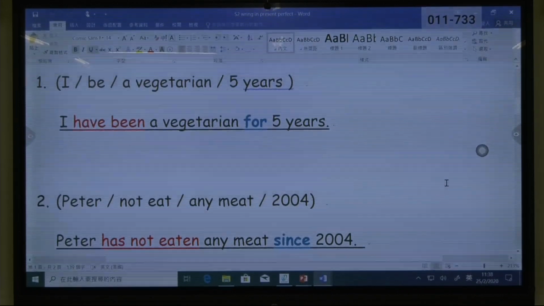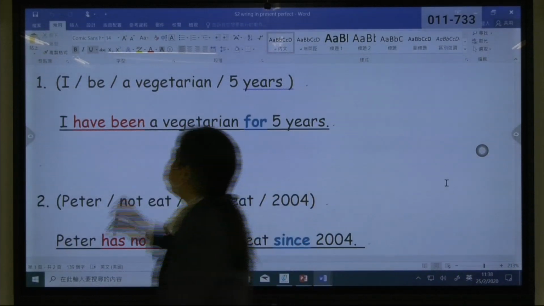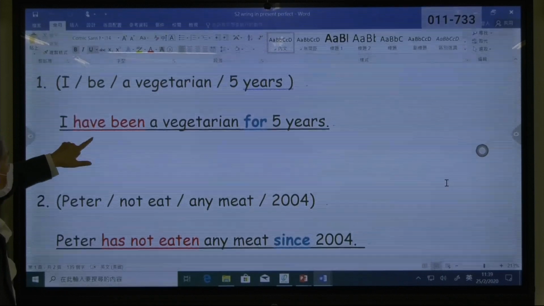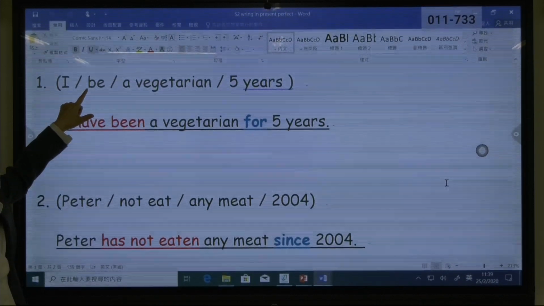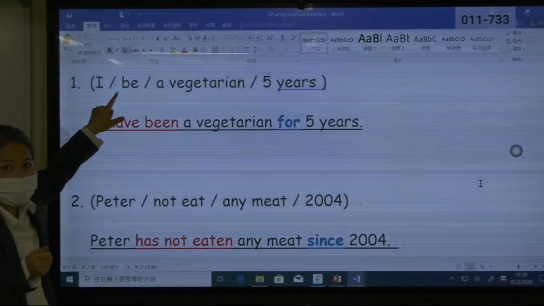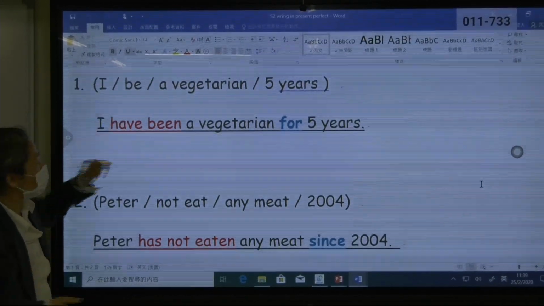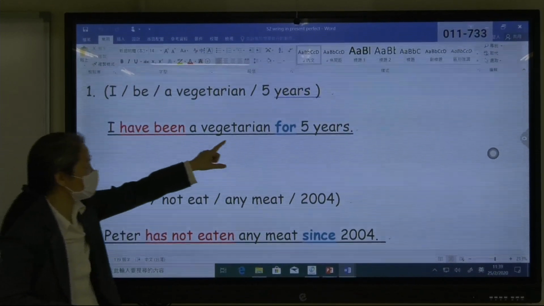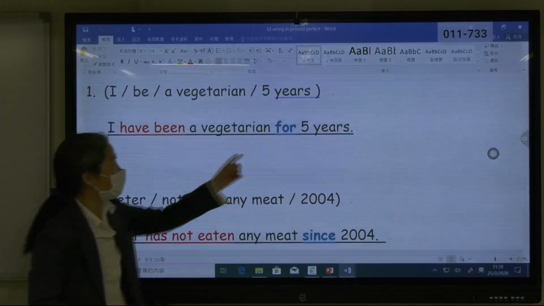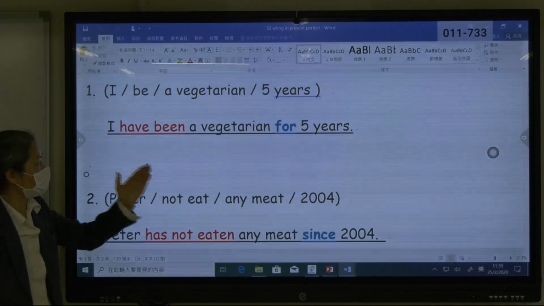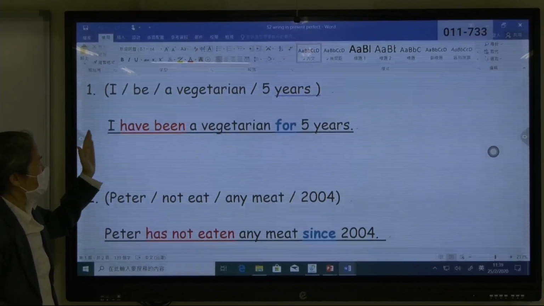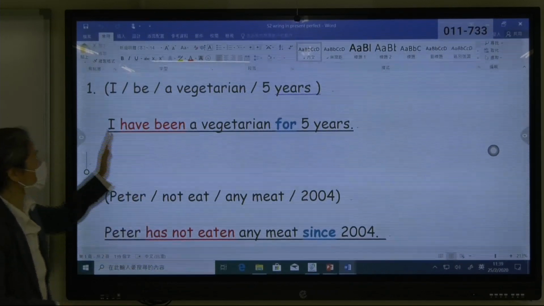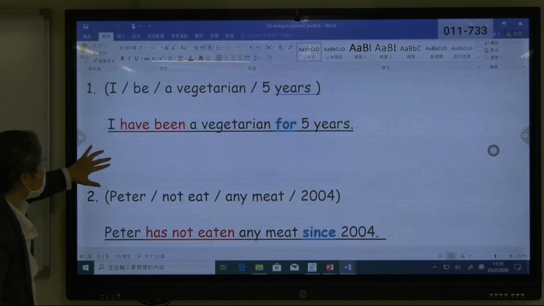For example, number one, this one. Okay, be, we change it to present perfect tense. I, you, they, have, and then for be, the past participle is, okay, be, was, were, been. So been is the past participle. So this one, I have been a vegetarian. How long? For 5 years. A period of time, 一段時間。OK，我已經做咗素食者5年啦，由5年前開始到而家。So this one, for 5 years, a period of time.